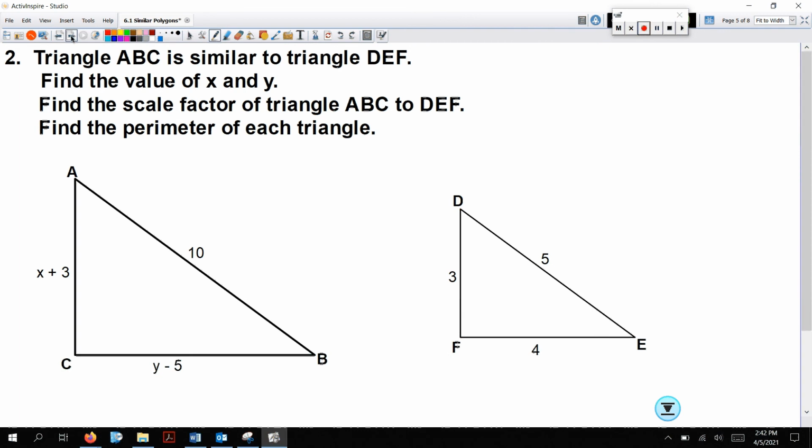All right, triangle ABC is similar to DEF. We need to find the value of x and y, find the scale factor of the triangle, and find the perimeter of each triangle. Well, we already know that the angles are congruent because it said that the two were similar.